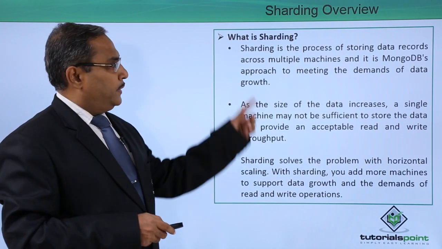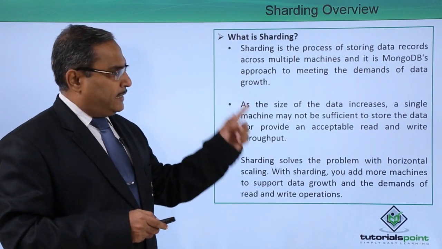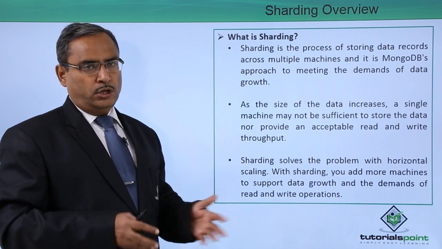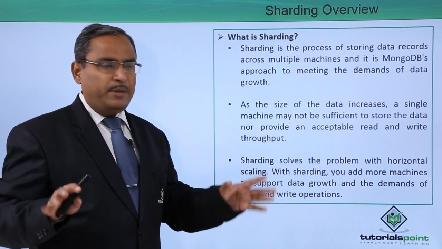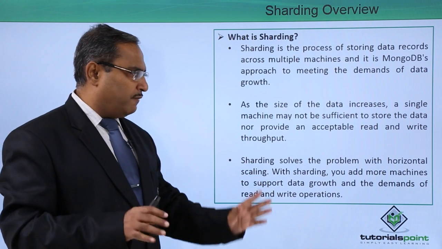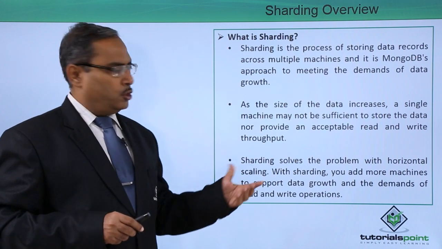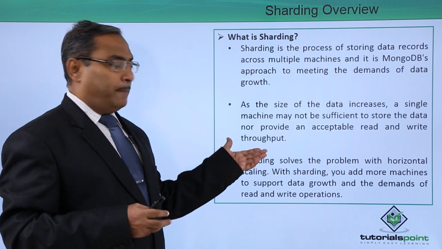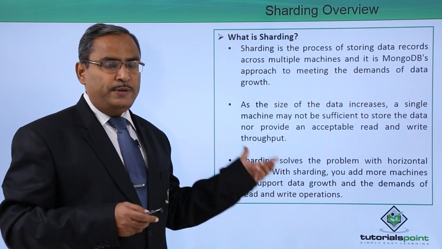So what is sharding? Sharding is the process of storing data records across multiple machines, and it is MongoDB's approach to meeting the demands of huge data growth. That means the tuples will be distributed onto multiple computers and multiple machines. As the size of the data increases, a single machine may not be sufficient to store the data, nor provide an acceptable read and write throughput. Throughput means the number of transactions getting executed per unit time. So whenever the storing of data becomes enormous, maintaining the throughput will be a challenge.